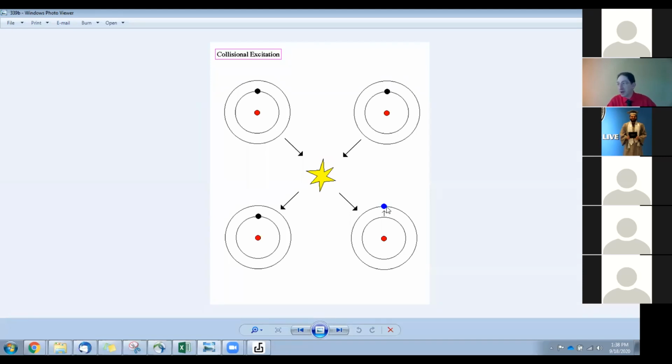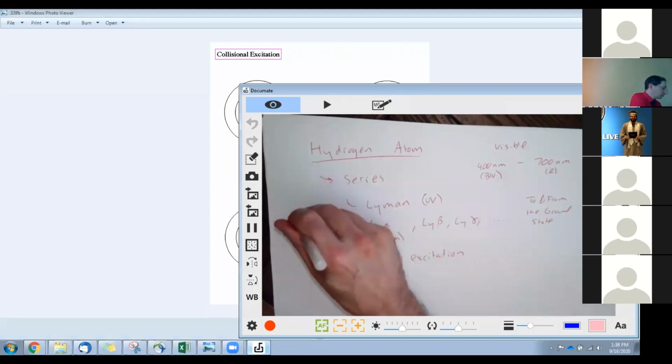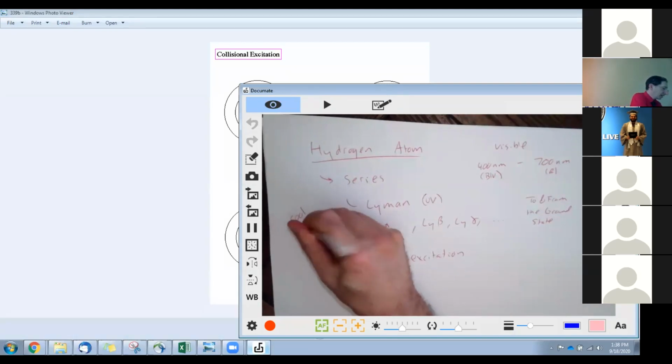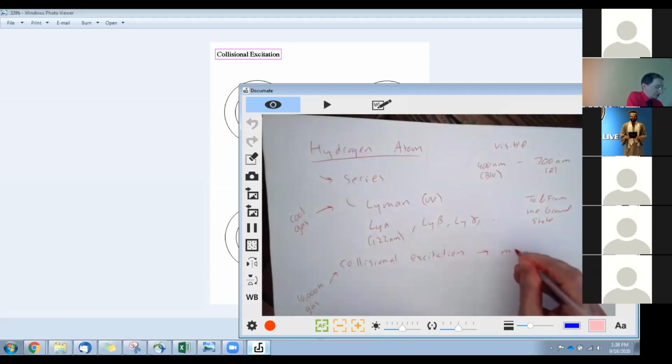And if you make the gas hot enough, then pretty much all the electrons will be in that first excited state. So imagine a gas that's cool, you're going to be talking about Lyman absorption. But if it's a 10,000 degree Kelvin gas, then through collisional excitation, most electrons will already be in that first excited state.